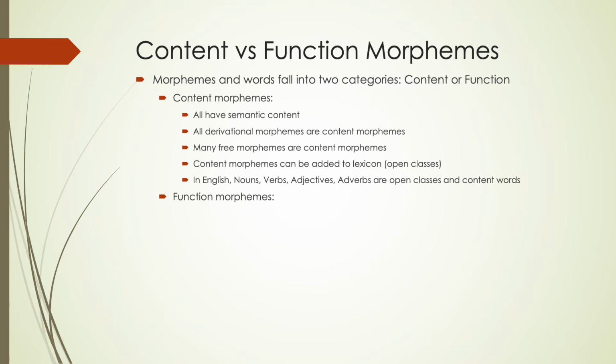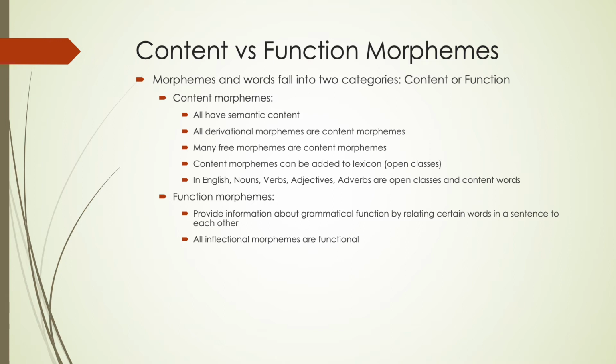Functional morphemes, however, tend to provide information that's more about the relationship between the different content words, the content morphemes in a sentence. So it's more about the grammatical function that's happening in relating these different words to each other than their own individual meanings. So inflectional morphemes are always functional. They're always giving us some sort of grammatical understanding.